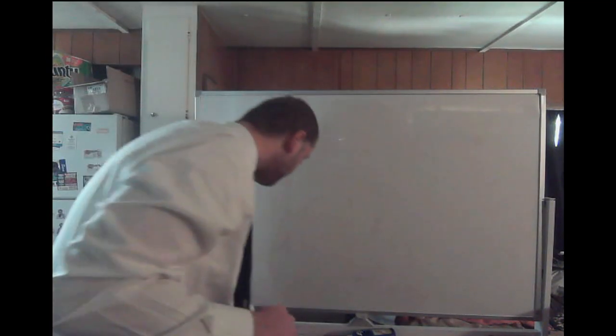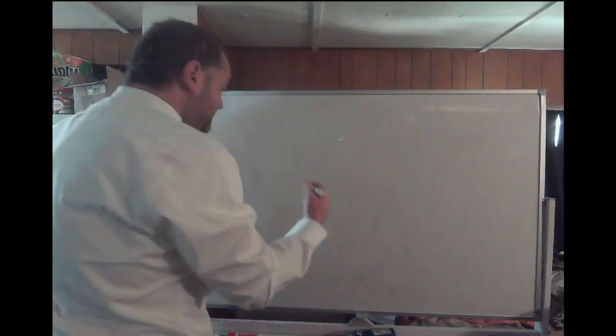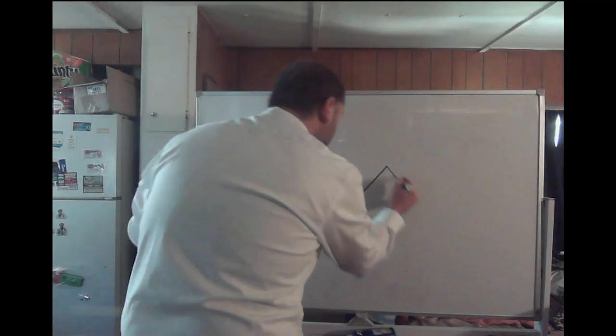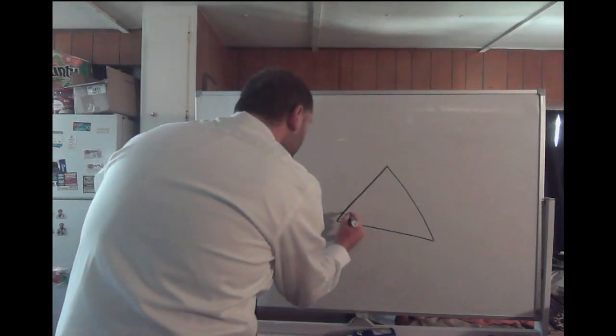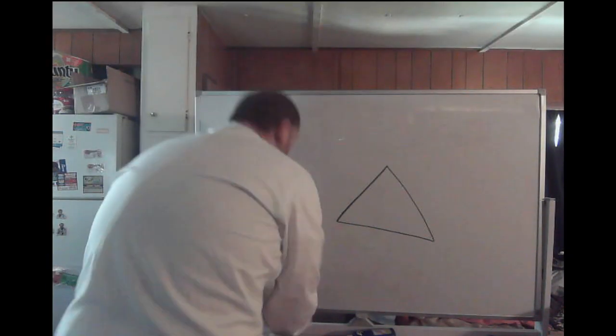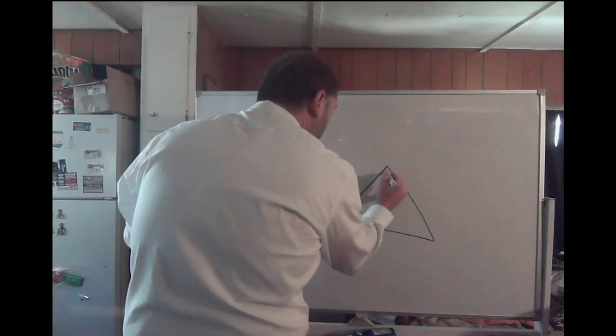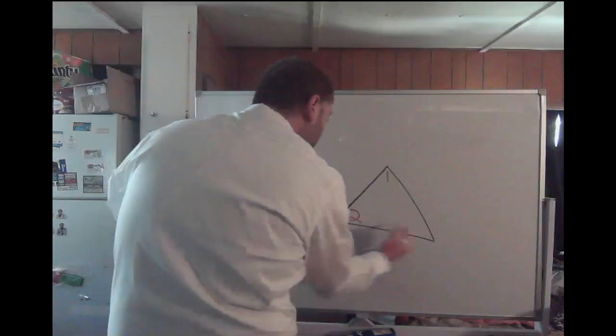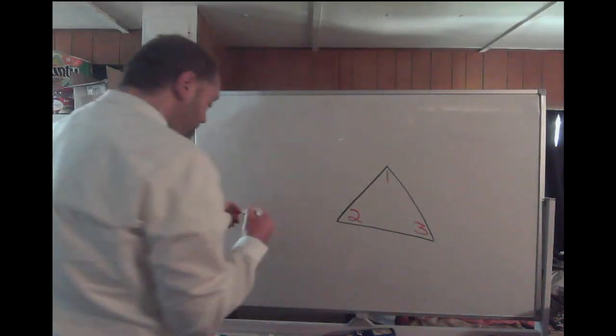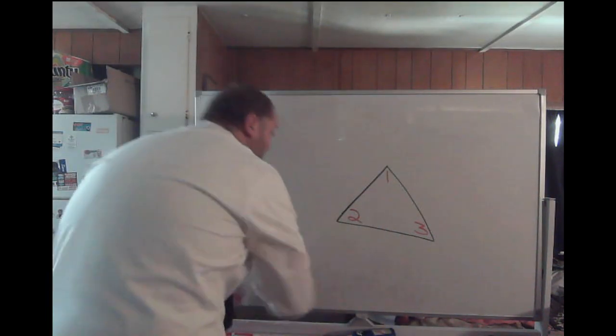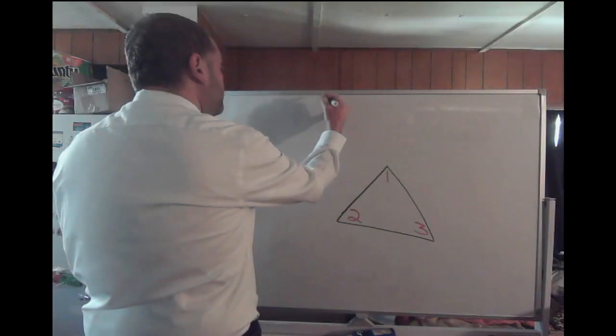Now we need to cover a couple theorems and some corollaries. So let's see here. Let me draw a triangle. Let's see, we'll call this angle 1, this will be angle 2, this will be angle 3. Alright. We have a very important theorem.